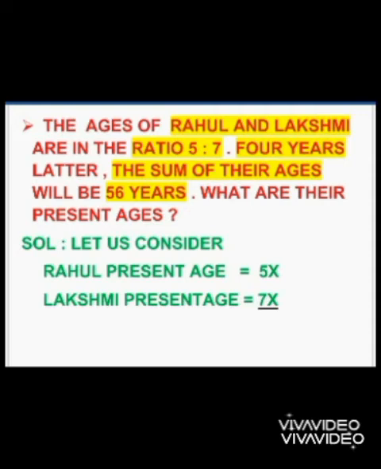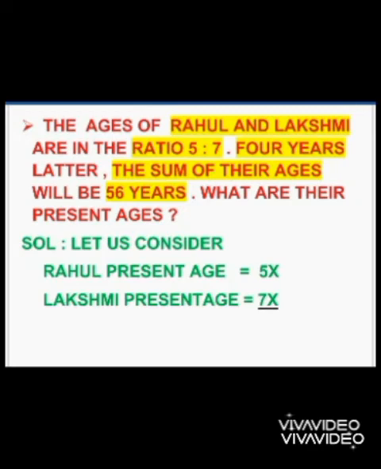Next sum, let us move to the next sum. The ages of Rahul and Lakshmi are in the ratio 5:7. Four years later, the sum of their ages will be 56 years. What are their present ages? Once again, I am reading the question. The ages of Rahul and Lakshmi are in the ratio 5:7. Four years later, the sum of their ages will be 56 years. What are their present ages?